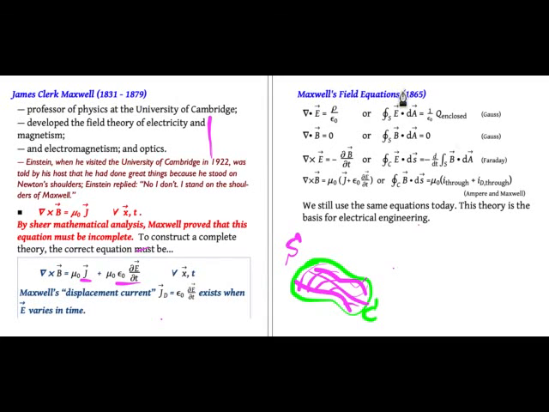Now here is the theory that Maxwell published around 1865. So think about what was going on in 1865. In England, it was the time of Queen Victoria.